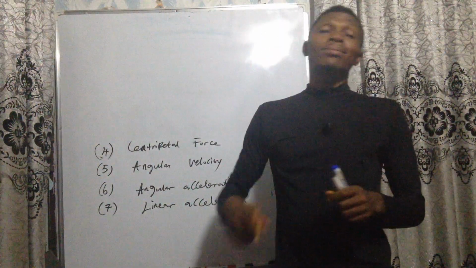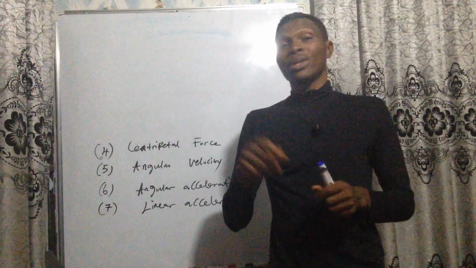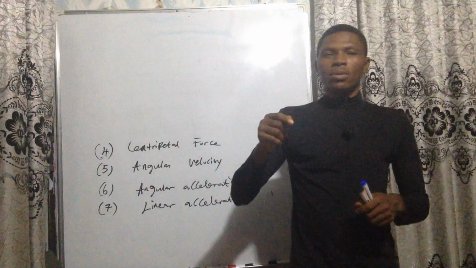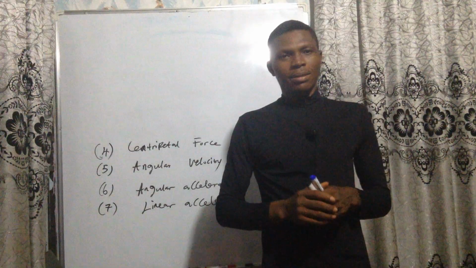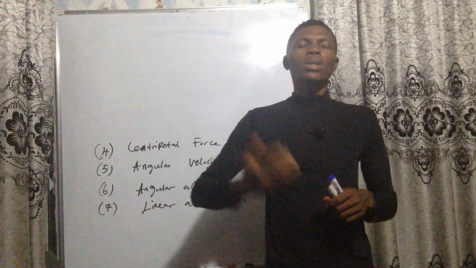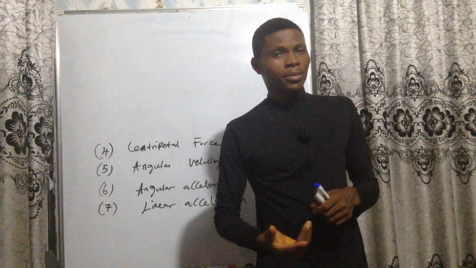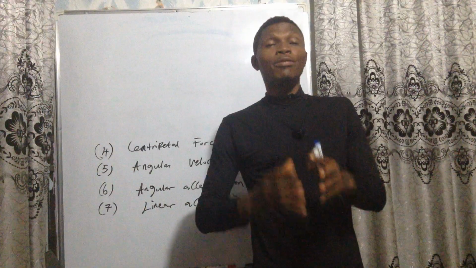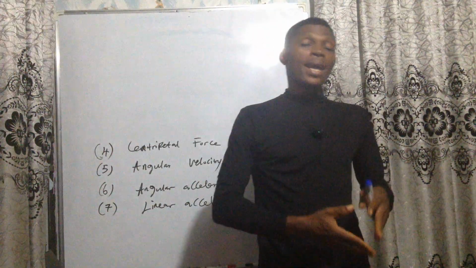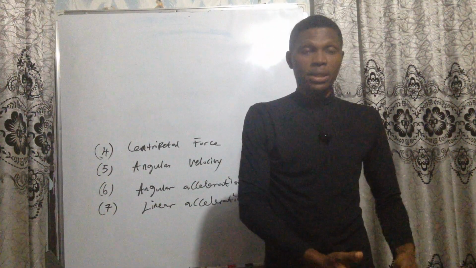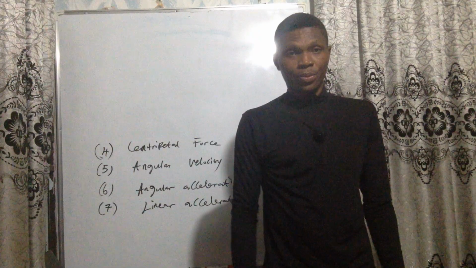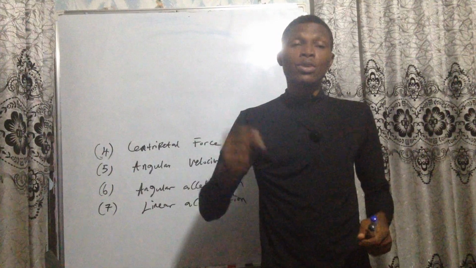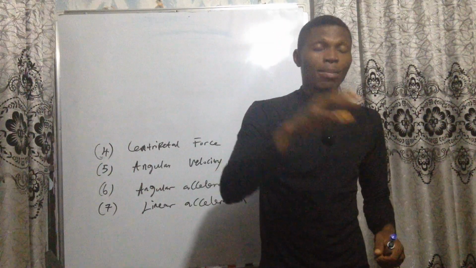Now, if you are running in a circular path, what keeps you in that circular path is called centripetal force. What is providing this centripetal force? That is what is keeping you moving in that circular path. It is the friction between your feet and the ground. It is what is keeping you on this circular path.